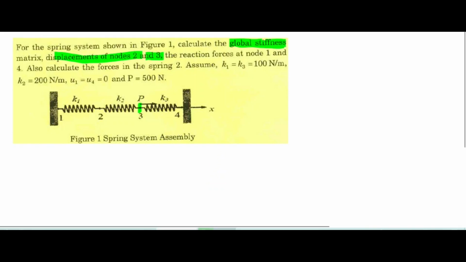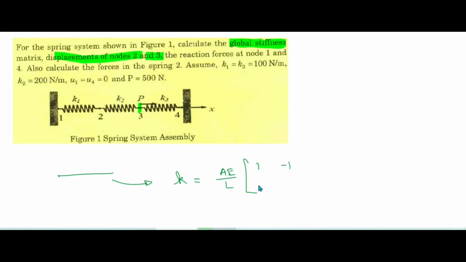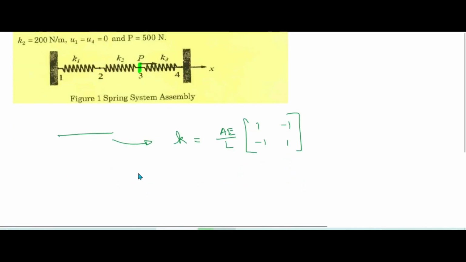So if I consider a bar, we identify the stiffness matrix K, which is equal to AE by L times the matrix 1 minus 1, minus 1 1. Actually we can check that. This AE by L is nothing but the stiffness of this bar.